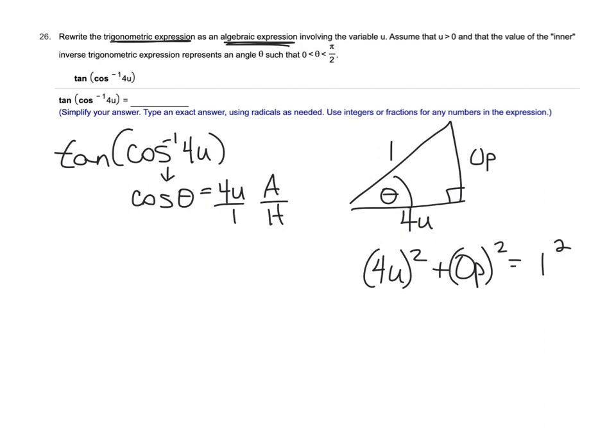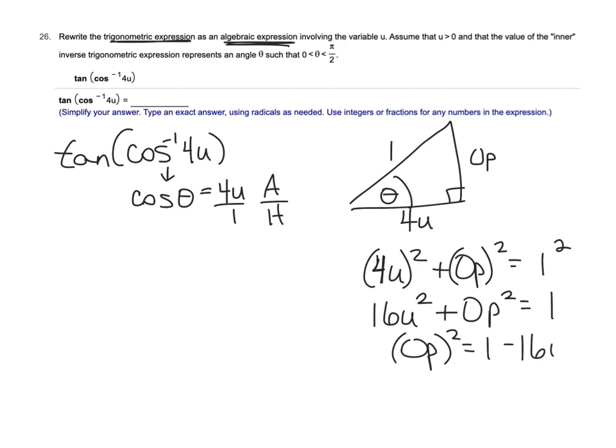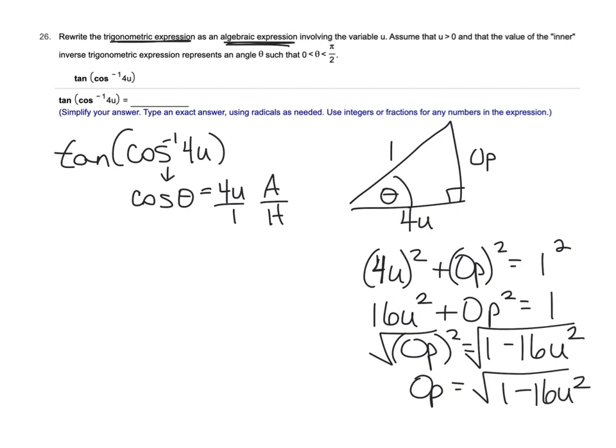One of the most common mistakes is right here with this 4u squared: they don't put parentheses on it, and a lot of people want to write it as 4u squared, but it's not. It's 16u squared, because you square everything, the 4 and the u. That's just a careless mistake. So we have opposite squared. Finally, take the square root of both sides. We get the opposite side: the square root of 1 minus 16u squared.